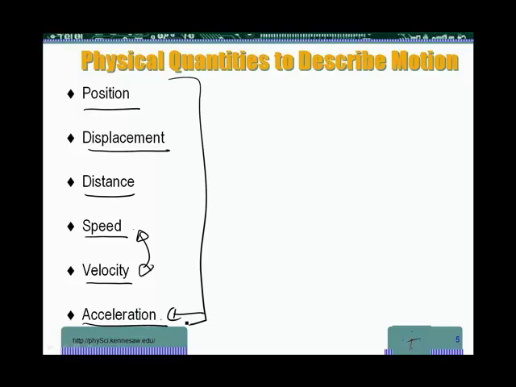Another important quantity is going to be time. When was the object we are describing at that particular position? Or how long did it take for a displacement to occur? Or what was the velocity at a particular time? The acceleration at a particular time? Whatever. So time is very important, and it's tied to each one of these quantities.